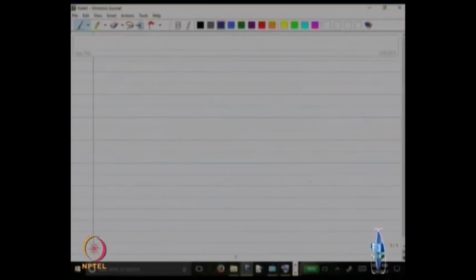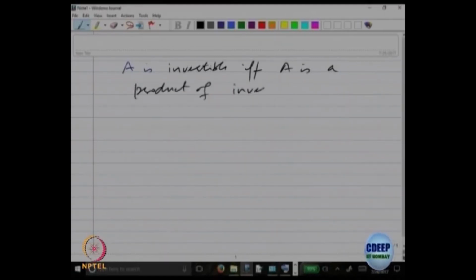So we proved that A is invertible if and only if A is a product of invertible matrices, right. So let us start with some matrix A which is n cross n.